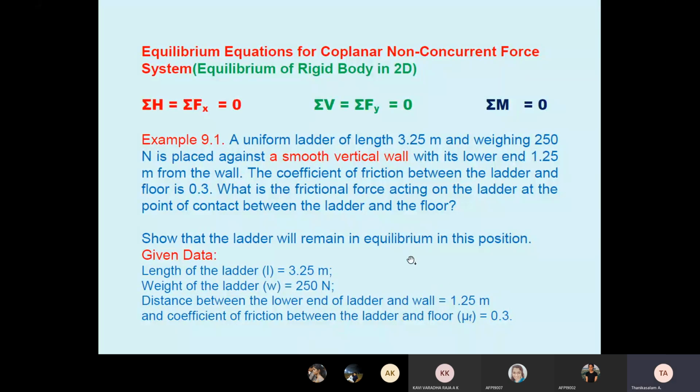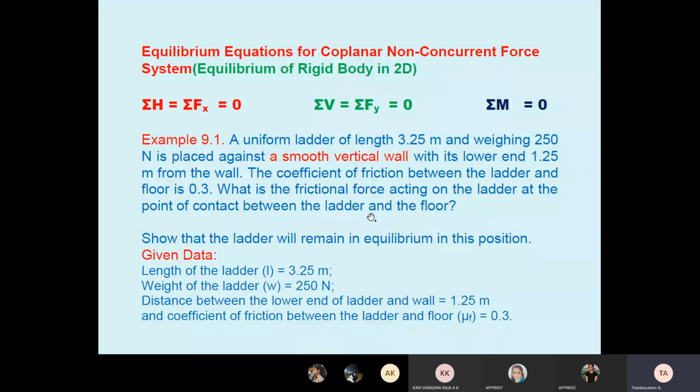So the given data: ladder length 3.25 meter, weight of the ladder 250 Newton, and the distance of the lower end from the wall is 1.25. That is the horizontal distance, from where the ladder is resting on the horizontal floor to the vertical wall, 1.25 meter. And mu f is given, the coefficient of friction between ladder and floor is 0.3. Now they asked what is the FF, the frictional force acting on the ladder at the point of contact between ladder and the floor, and also to show that the ladder will remain in equilibrium in this position.